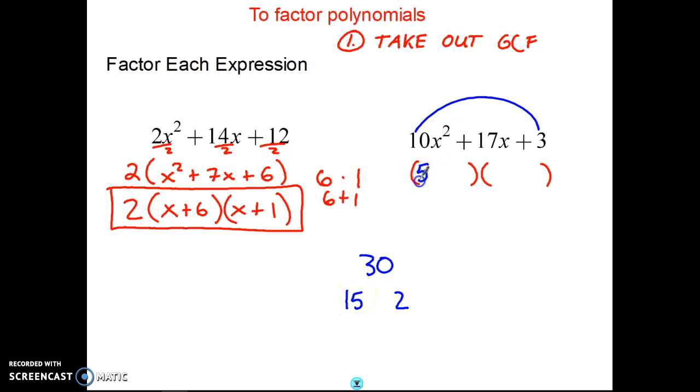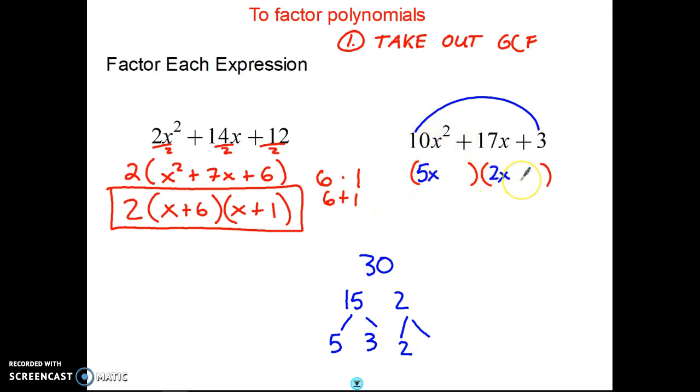So if I put a 5x here, then 5 has to go into one of these 2 items. Well, of course, 5 goes into 15, and it's 5 times 3. Now here I have the 2x. Now the 2 didn't go into 15, but the 2 can certainly go into positive 2. All right, so now I have 5x times 2x. That will give me the 10x squared that I need.